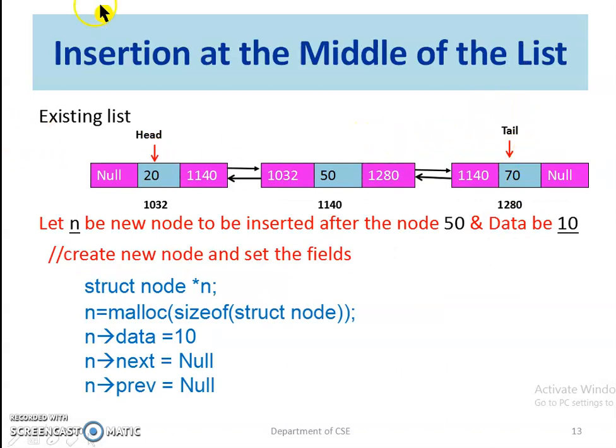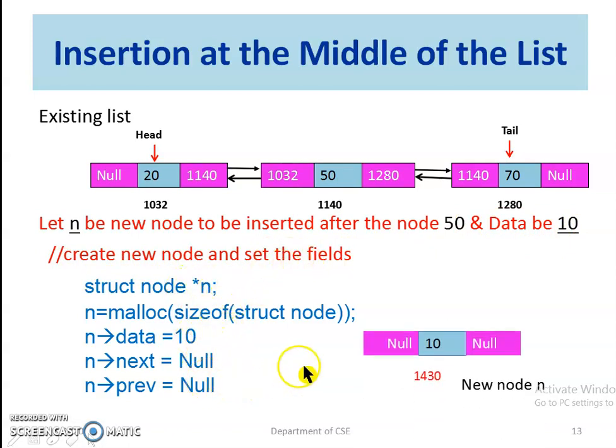Next, let us see how the insertion is done at the middle of the list. Consider the example shown. To insert in the middle, we have to know after which node the insertion is to be done. So, let n be the new node to be inserted after the node 50 and the data to be inserted be 10. Create a new node and set the respective fields as usual by following the steps. Thus, the new node is created. Let us assume it is created at the address 1430.